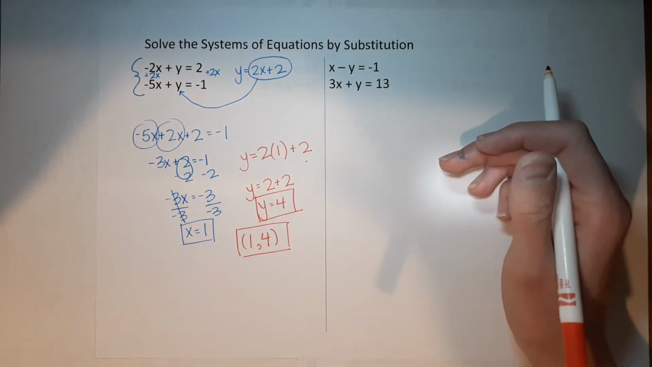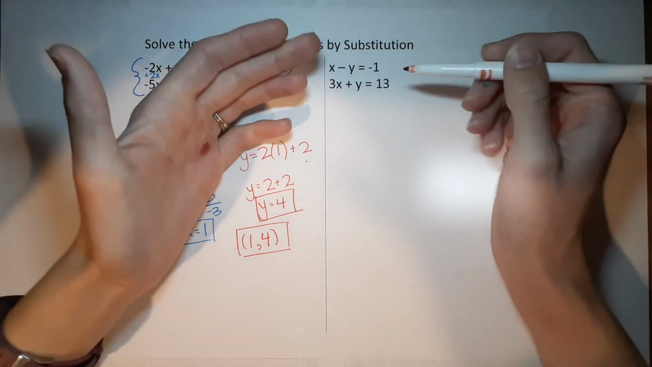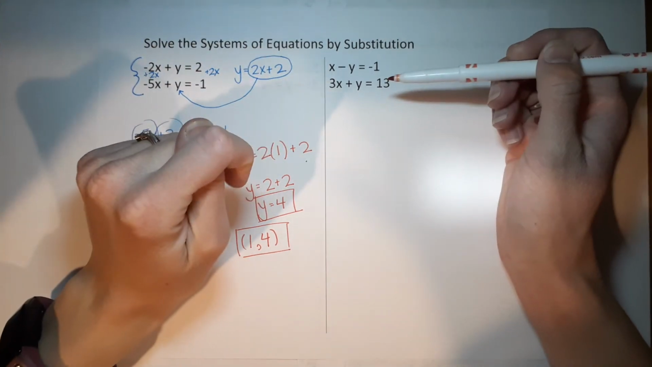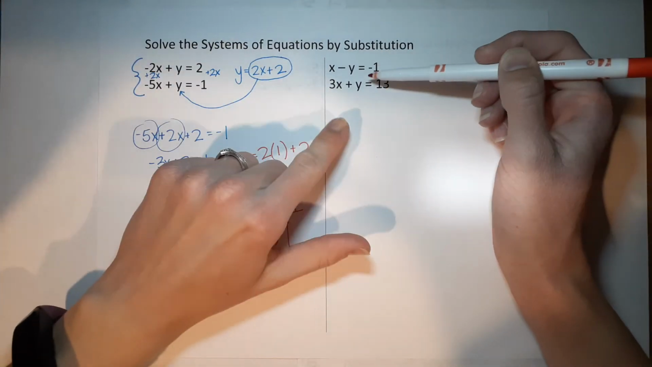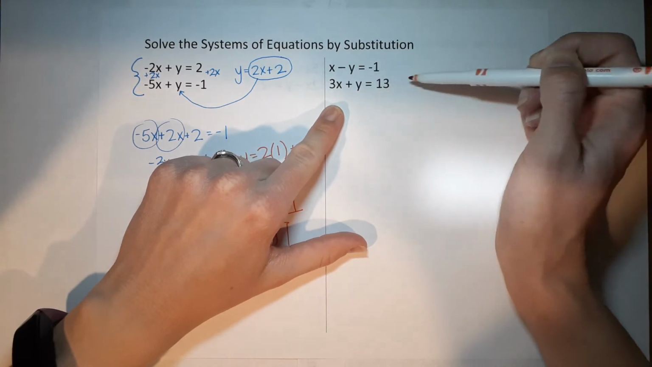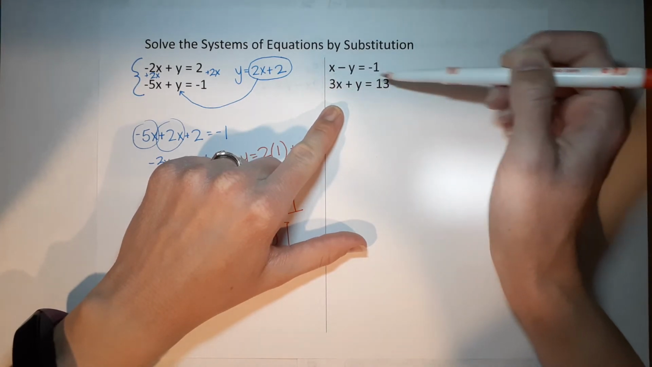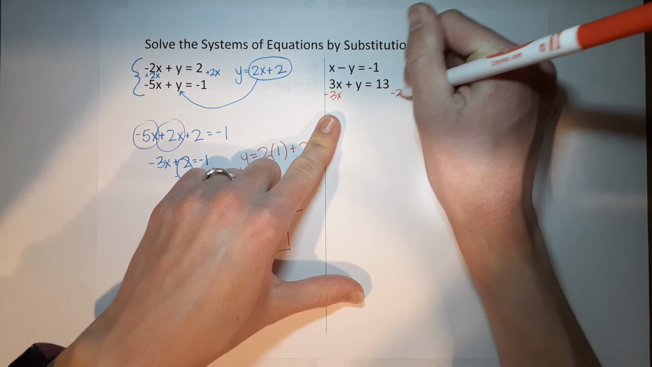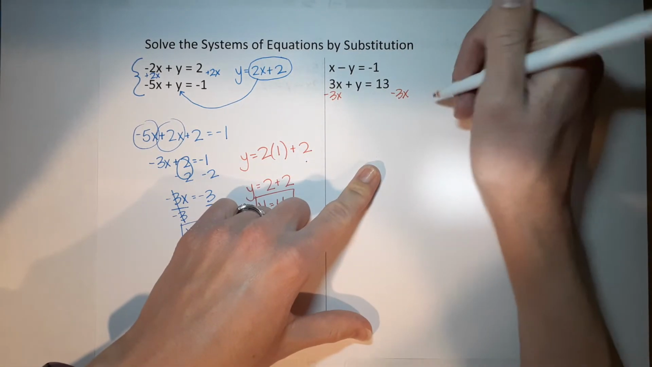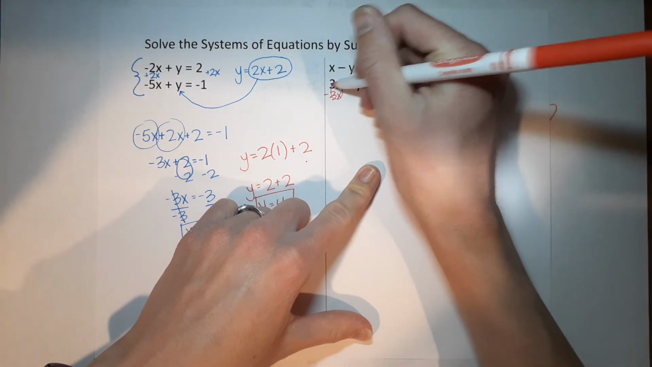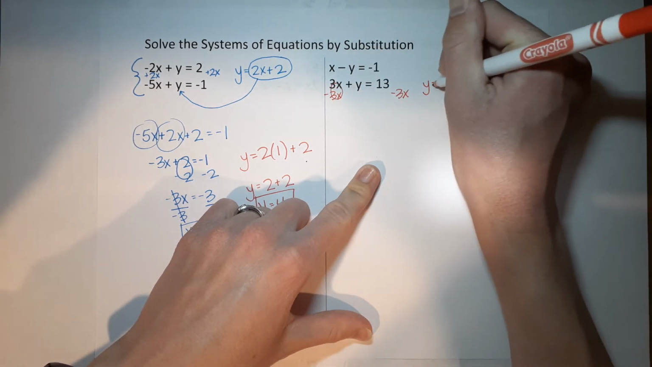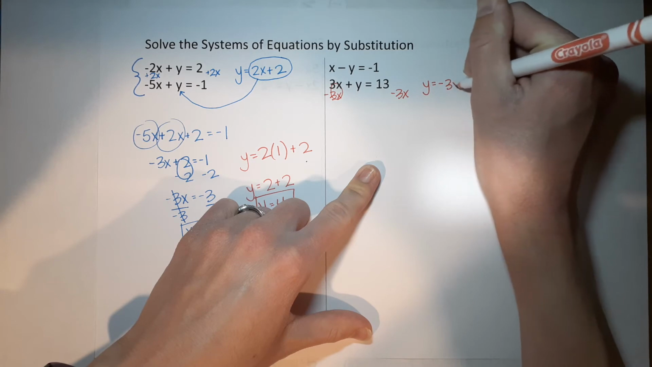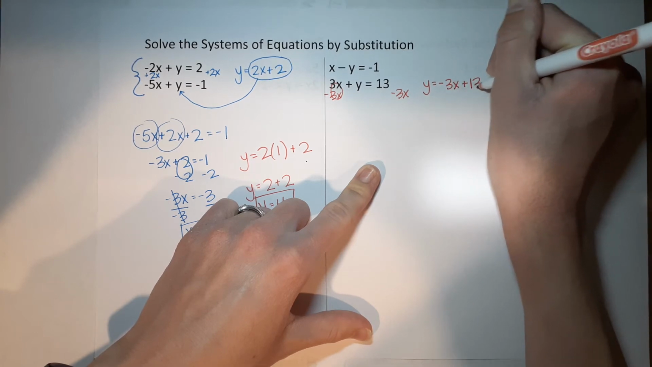Okay, again, what I want is to get one of these variables alone. You can pick whichever one you want. I personally am going to subtract this 3x from both sides for this one, okay? So I'm going to subtract 3x here, subtract 3x here. Why am I doing that? Because that gets my y alone. Okay, so I get y equals negative 3x plus 13.